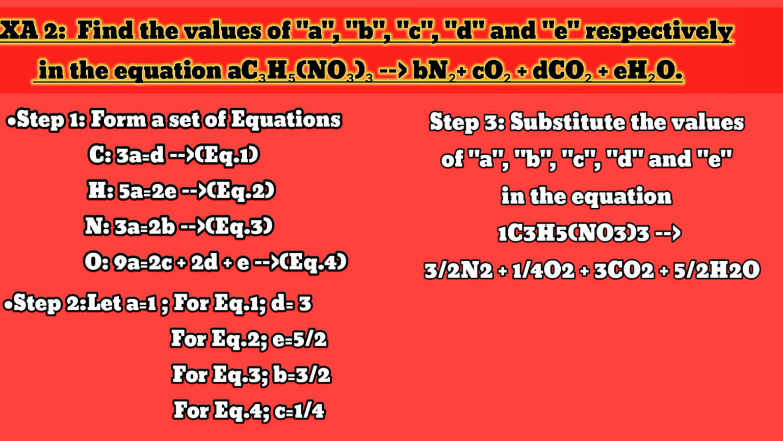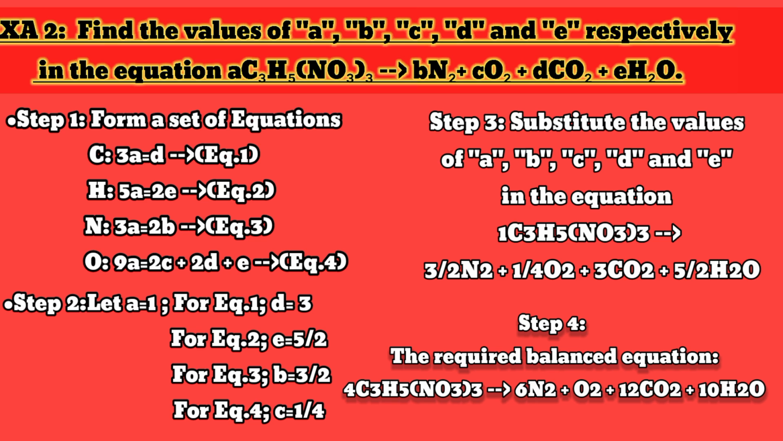So step 3, we are going to substitute the values of A, B, C, D, and E in the equation, and we are going to obtain 1, 3 over 2, 1 over 4, 3, 5 over 2. So in order for us to convert this fractional number into whole number, we are going to multiply through by 4, and we are going to get a balanced equation in step 4.